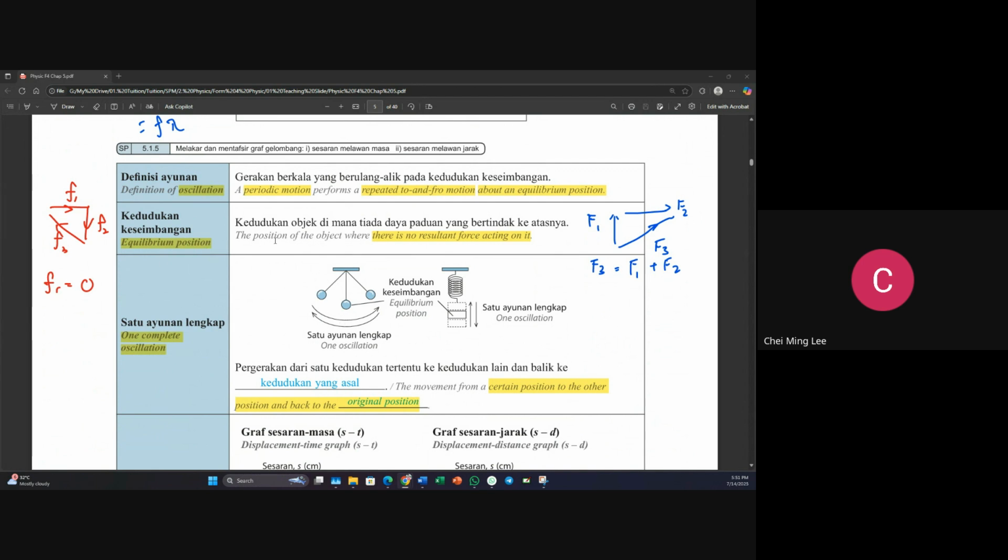So the equilibrium position is the position of the object where there's no resultant force acting on it. Normally we have force 1, force 2. So the resultant force will be force 3, where force 3 equals force 1 plus force 2, like that. Or the resultant force equals 0. Now, one complete oscillation is the movement from a certain position to another position and back to the original position. This is one complete oscillation. Do you understand up till now? All right, jot this down.